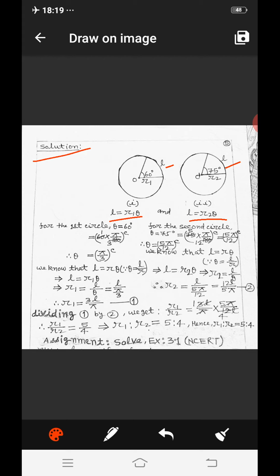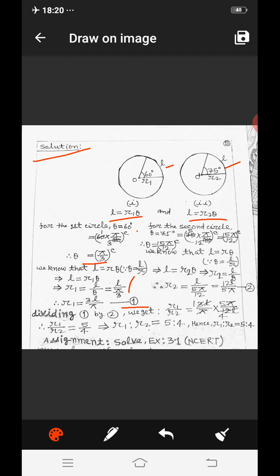So L is equal to R1 theta and L is equal to R2 theta. For the first circle, theta is equal to 60 degree, and we convert into radian, we get theta is equal to pi by 3 radian. Dear students, we know that L is equal to R theta, implies that L is equal to R1 theta, and this implies that R1 is equal to L by theta, and this is equal to L by pi by 3, because theta is equal to pi by 3 radian. So R1 is equal to 3L by pi. This is first.